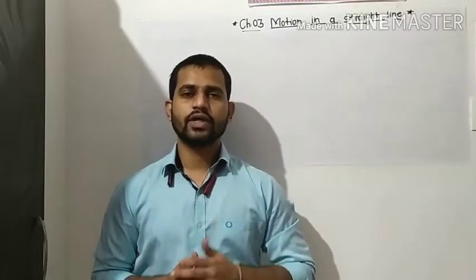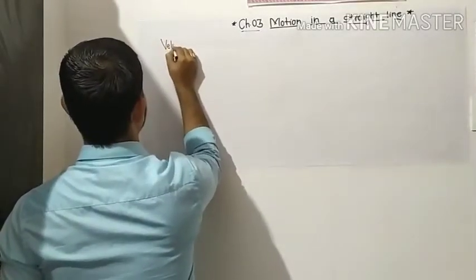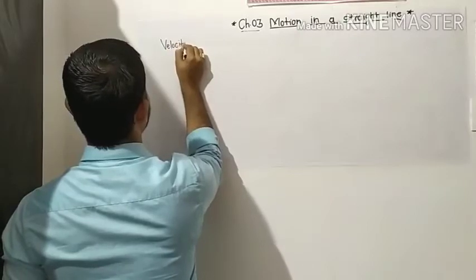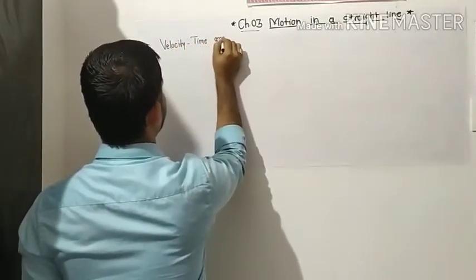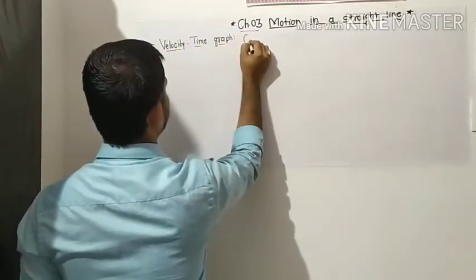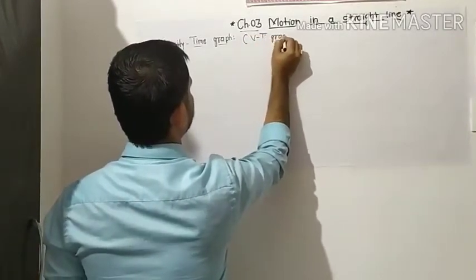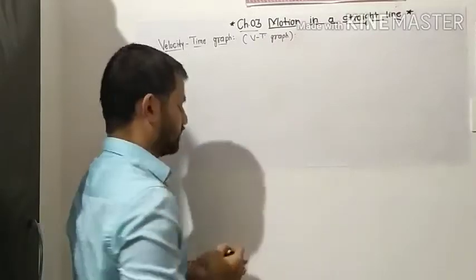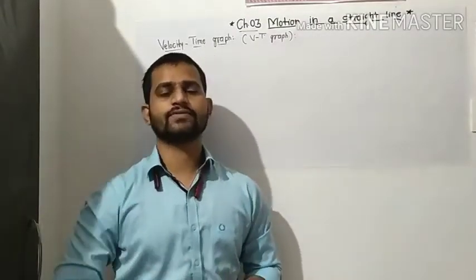So in today's lecture we are going to study the velocity time graph, or we can call it the VT curve. Velocity time graph, or the VT curve, or the VT graph. The name itself suggests what the VT graph is, because you are well acquainted with graphs.